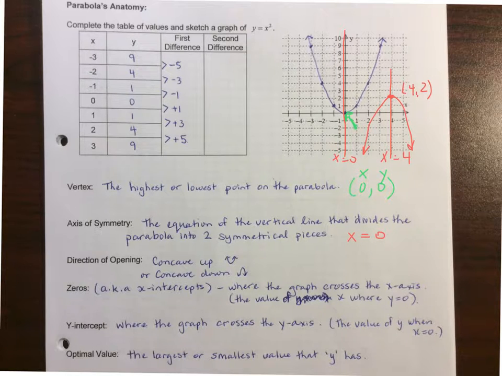Direction of opening, if you're being asked for direction of opening, we usually say it's concave up or opens up if it's a happy smiley face, if it truly does look like a smile, or we say it's concave down if it's like a frown, it's opening down.